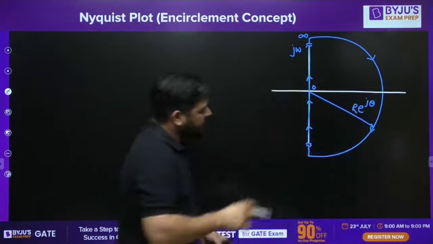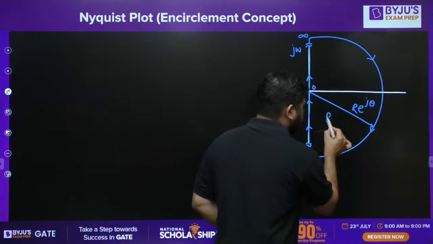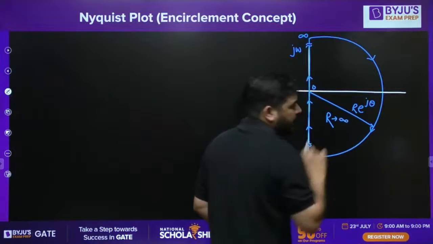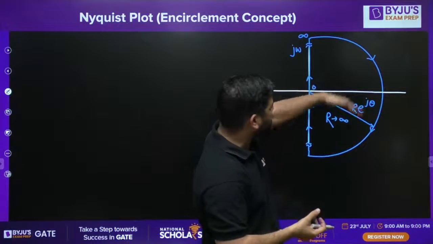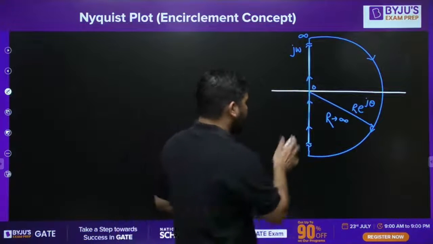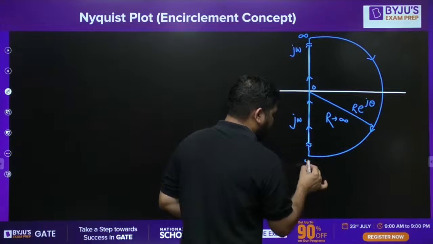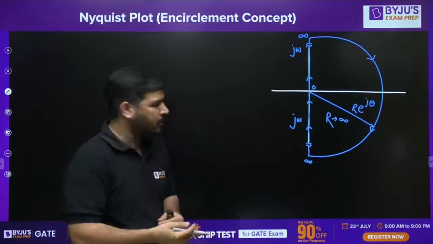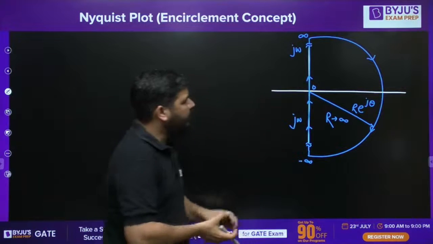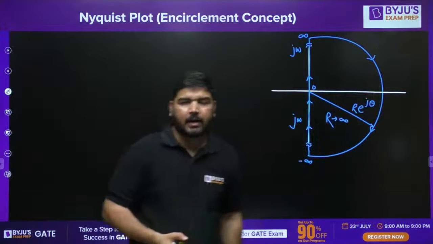So this is again r tends to infinity, which means it's an infinite radius circle. Theta varies from plus pi by 2 to minus pi by 2, and then again j omega varies from infinity to minus infinity to 0. So this is the way you can define the entire right half.